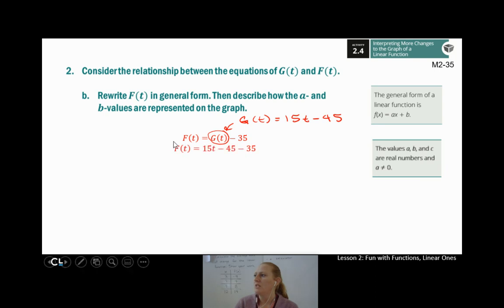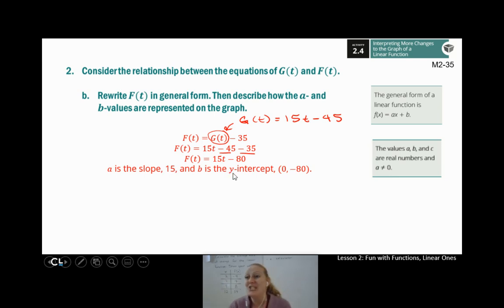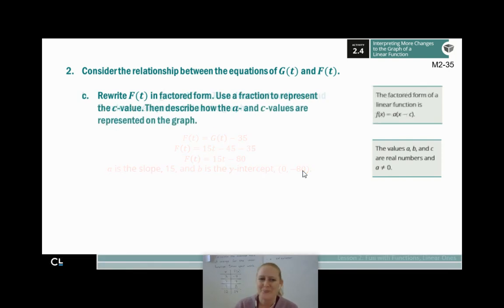So instead of f of t equals g of t minus 35, I'm going to say f of t equals 15t minus 45. And I still have a minus 35. I can, of course, combine my like terms. A negative 45 and a negative 35 gives me negative 80. Of course, you totally could have used the graph as well because you know that the slope is 15 and you already knew that the y-intercept is negative 80, so you could use that to write your equation too.